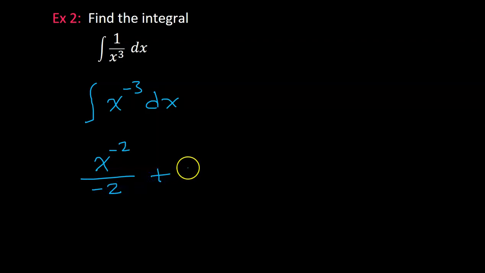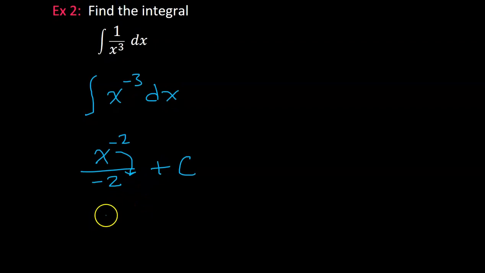Let's go ahead and include our constant of integration. Now we will just simplify this. X to the negative 2 power, that will drop down to the denominator, and then we will have 1 over negative 2x squared plus c. So this will be the antiderivative, or the integral.